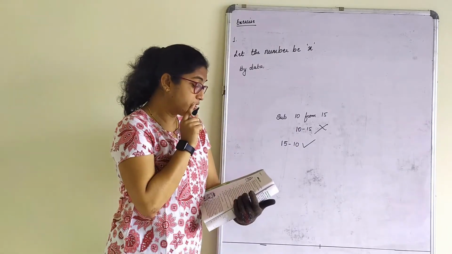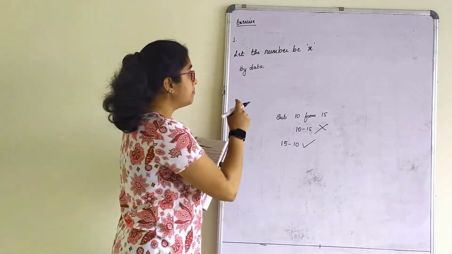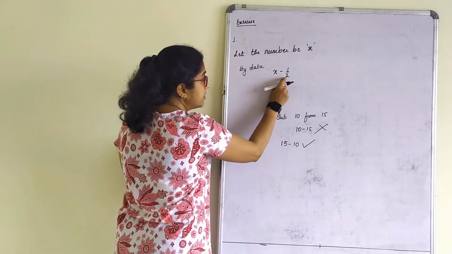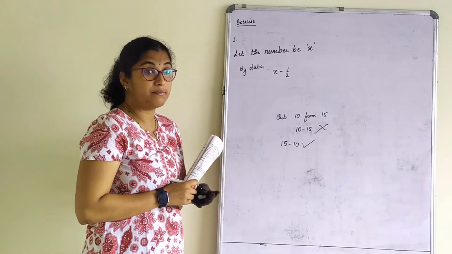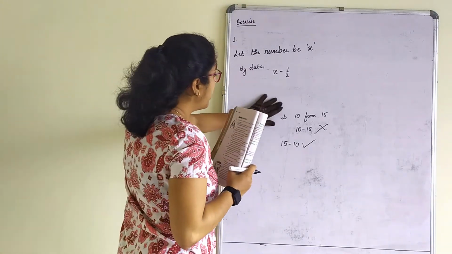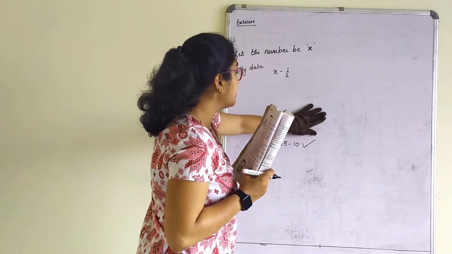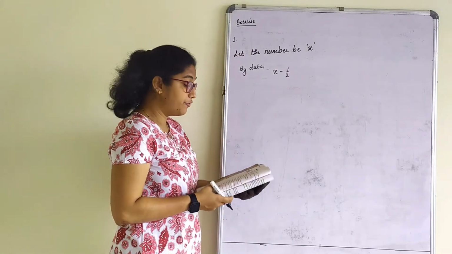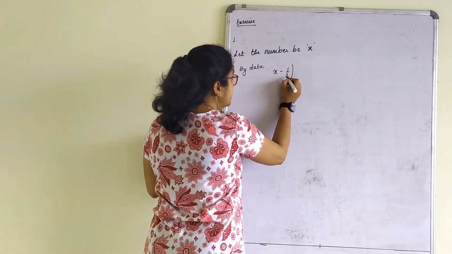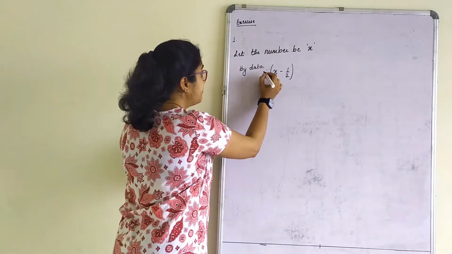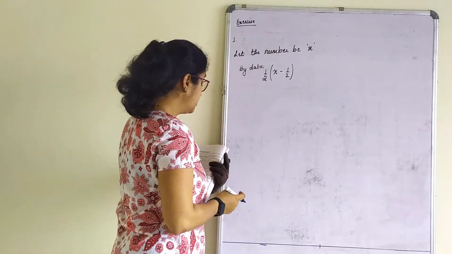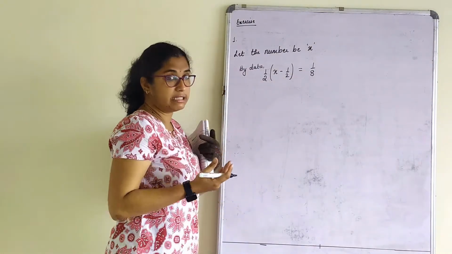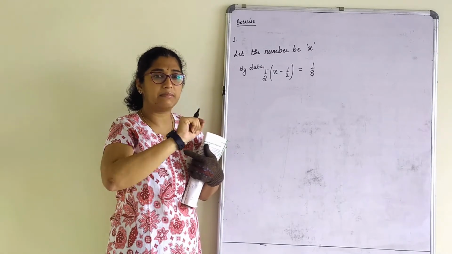Similarly here, if you subtract half from a number, by data, it is from a number you are subtracting half. This is very important. In the whole question, if you write half minus x, you will definitely get a wrong answer. So see what is given. If you subtract half from a number, multiply the result by half, you get 1 by 8. You get is 1 by 8. All these are nothing but the equal to sign.